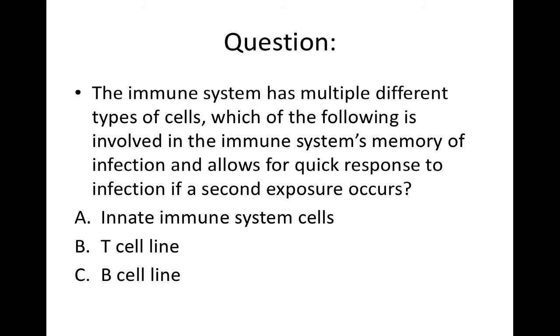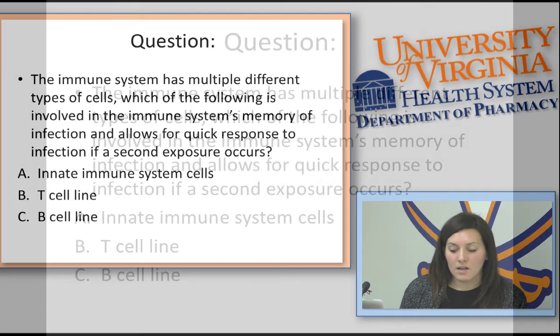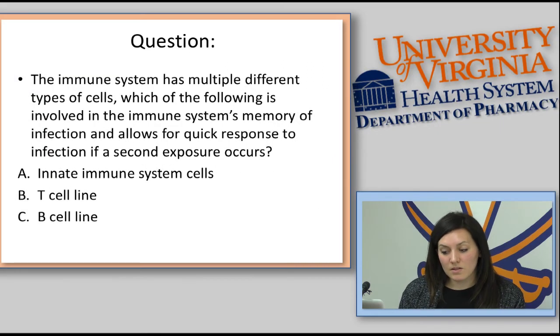And the answer to this question is also C. It's the B cell line. These function as your memory cells for your immune system. The innate immune system cells recognize non-self, but they do not form a memory of a previous infection. The T cell line is also involved in response to infection, but the B cell line is your main memory cells.